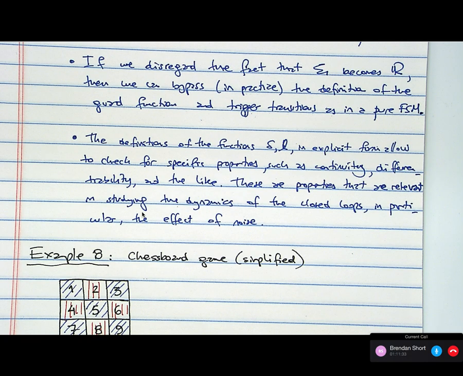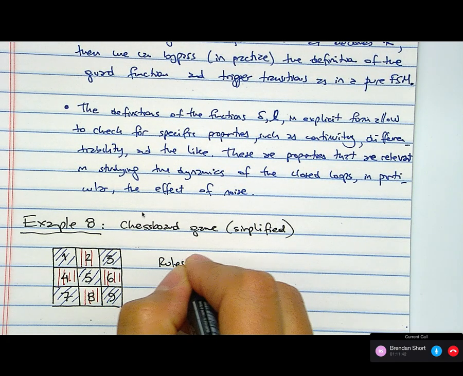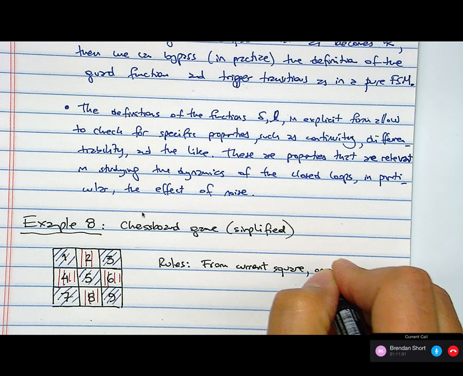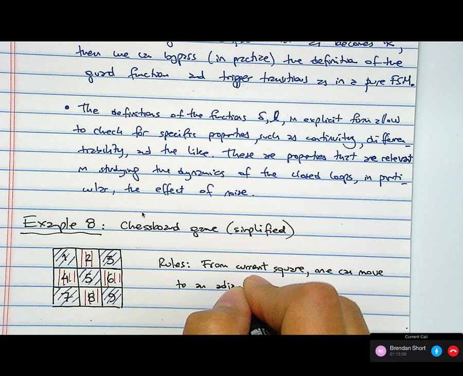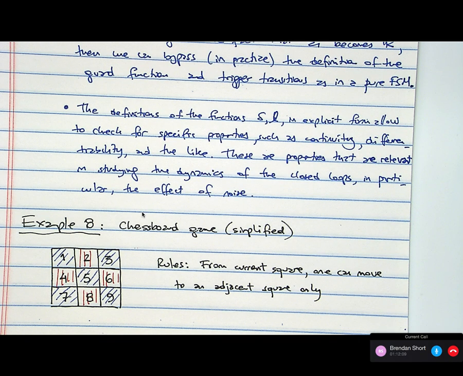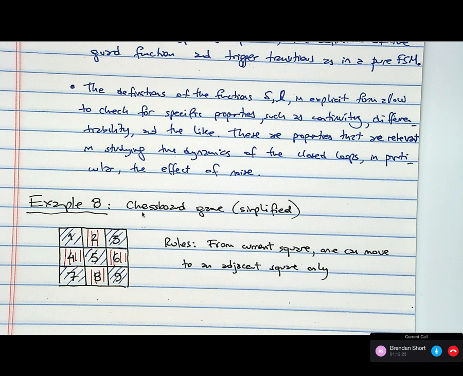So what are the rules of this game? The rules are, from the current square, one can move to an adjacent square only. So we define adjacent as including diagonals. Yeah. If you will. But maybe if you're going to talk about a chessboard, right? Maybe not. You could move in diagonals. Right, exactly. Depends on how you start, right?